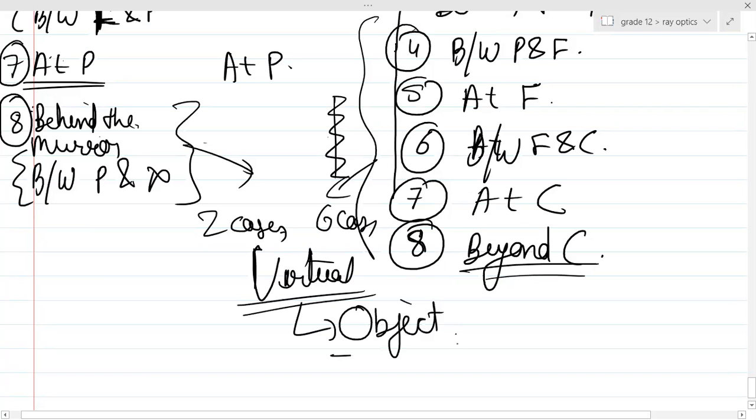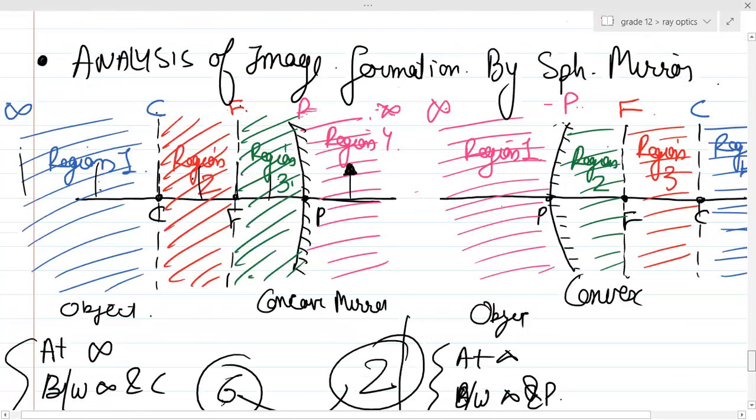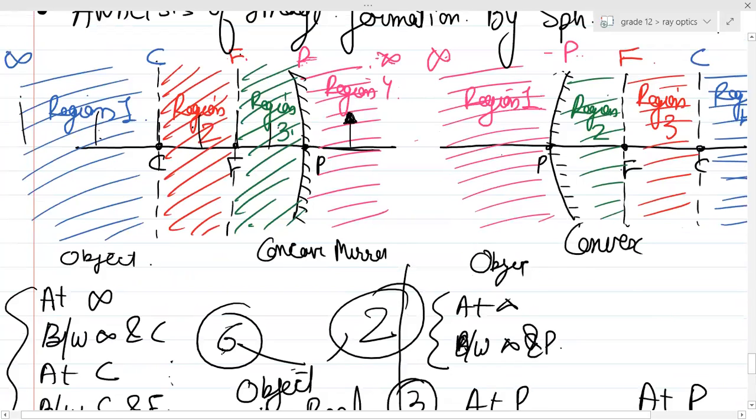You don't need to write anything, guys. Nothing needs to be written right now. Did you understand this particular thing, region-wise analysis, how many different positions are existing, and how many different ray diagrams are there, right? Is this clear, guys? You understood till here? Guys, did you understand till here?